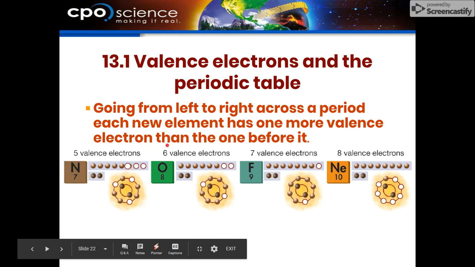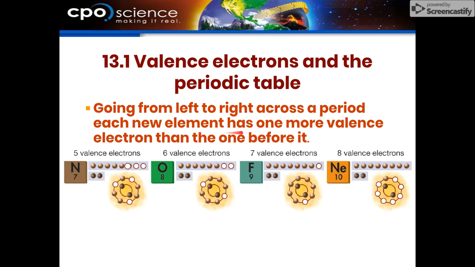Okay. So now we're going to take some time. I'll show you guys how to do this, going from left to right across the period. Each new element has 1 more valence electron on it than the one before it. So as we go from left to right, like nitrogen has 5, oxygen has 6, fluorine has 7 valence electrons, neon has 8 valence electrons. Sweet. Okay, we'll get all that, no worries.